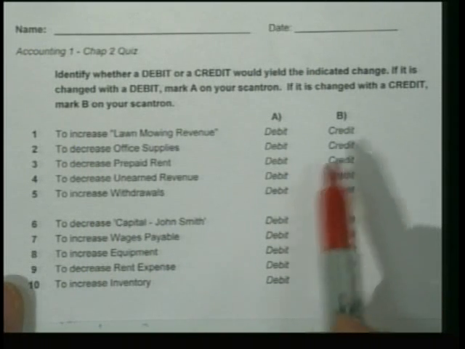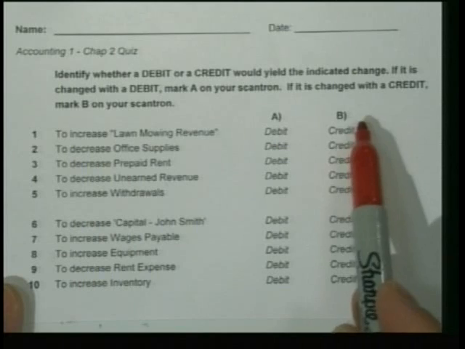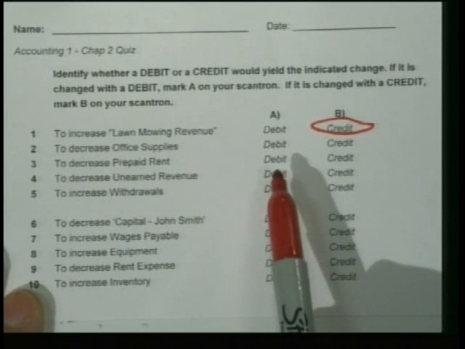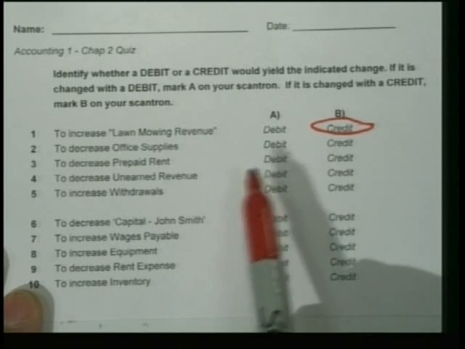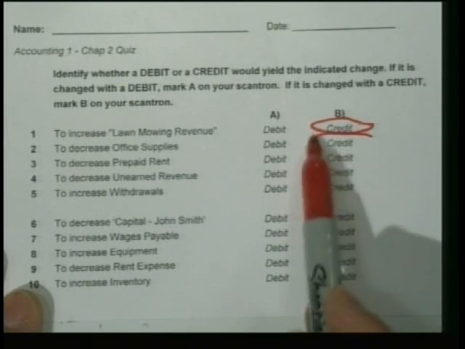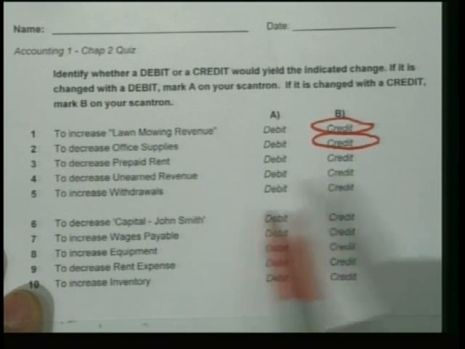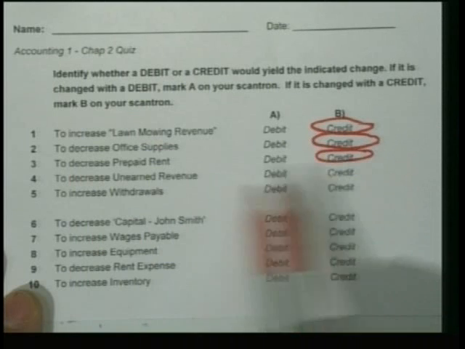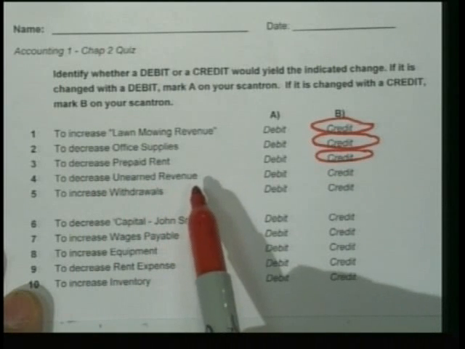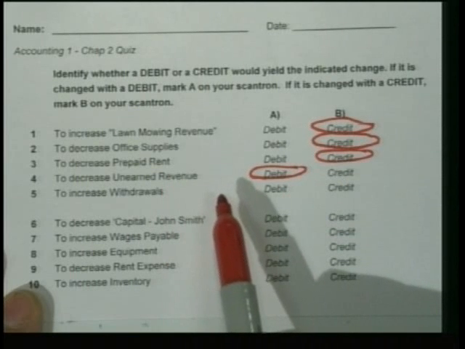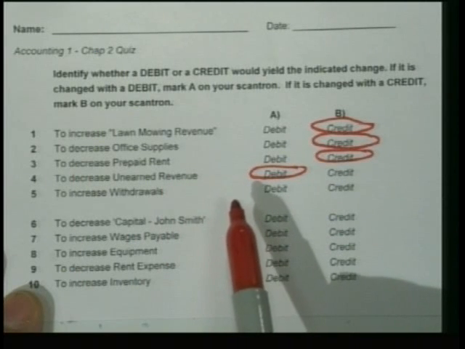How do you increase lawn mowing revenue? You credit it. How do you decrease office supplies? Well, office supplies is a debit balance account. Thus, it increases with a debit and it decreases with a credit, correct? How do you decrease prepaid rent? Credit it. How do you decrease unearned revenue? You debit it. That's a credit balance account. It's a liability. Thus, to decrease it, you debit it.